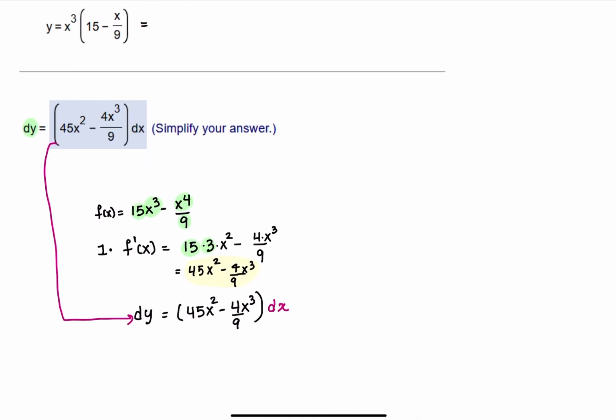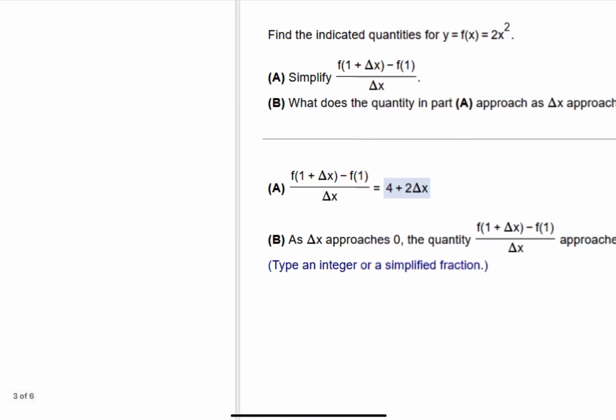All right. Let's see. Once this is done, let's move on to the next problem.